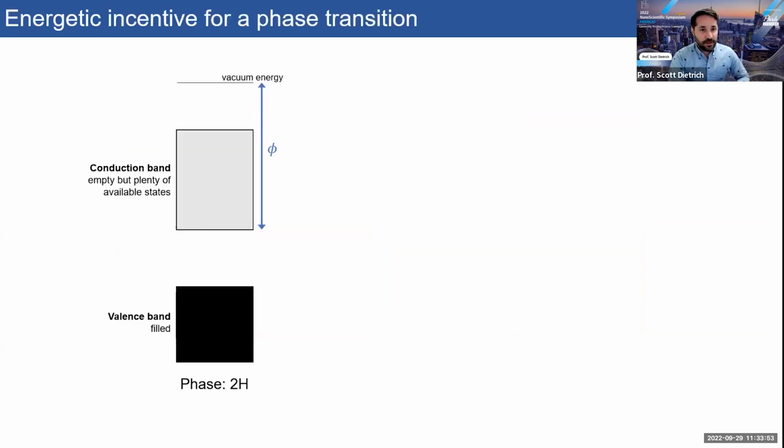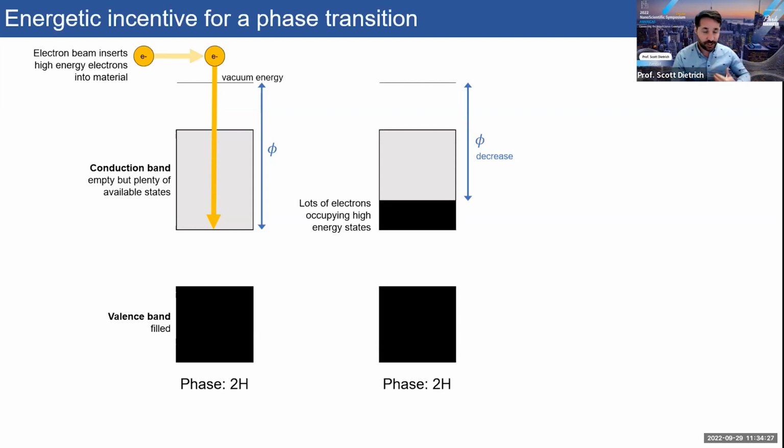But to get back to why we can transition from a semiconductor to a metal, we can think of it when we're in this 2H phase. We have this empty conduction band and a filled valence band. When we shine this electron beam on the material, we're inserting electrons at a high energy. They slow down and come to rest in the material, and they fall down in energy to the lowest available energy state, which would be at first the bottom of the conduction band. So at first, we're just starting to fill up that conduction band, and the work function here would actually decrease because this Fermi level is rising up.